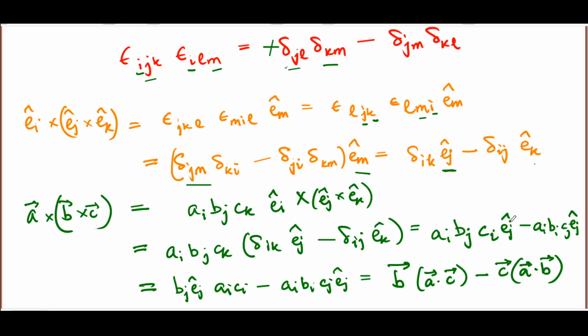B_j e_j go together. That's nothing but the vector B. A_i C_i on the other hand is A dot C. So this is B vector times A dot C. This on the other hand is A dot B, A_i B_i, and C_j e_j or C_k e_k, whatever you call it, is C vector. So you get the famous back minus cab rule for the vector triple product. A cross B cross C is B vector times A dot C minus C vector times A dot B.